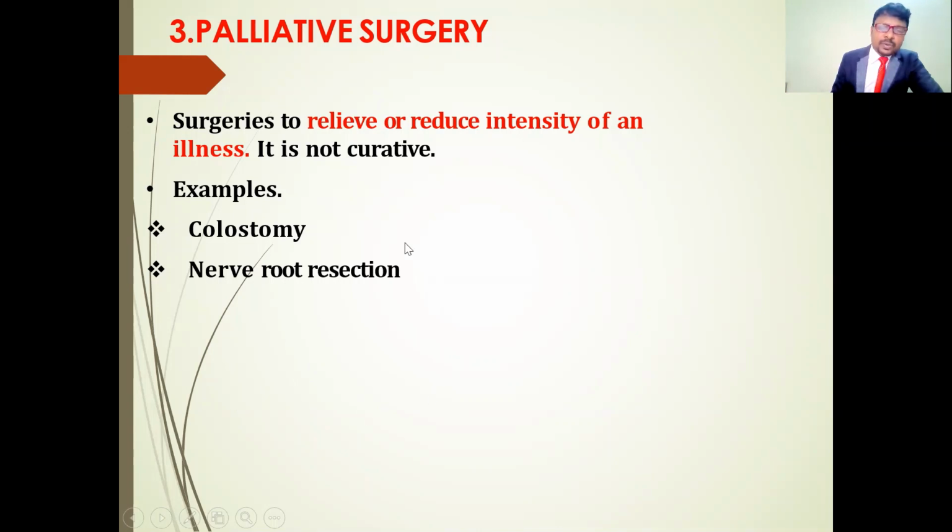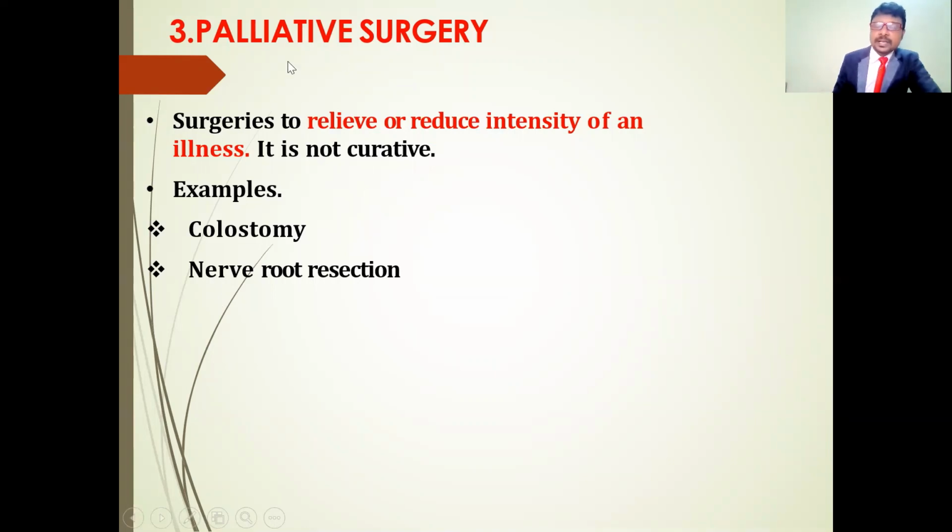And next one is the nerve root resections. In the fasciotomy or selective posterior rhizotomy, these are done if there is any nerve root involvement, such as upper motor neuron lesions. In those conditions, they resect the nerve roots. Or if the nerve is compressed and the symptoms are not controllable, you have to resect the nerve roots.